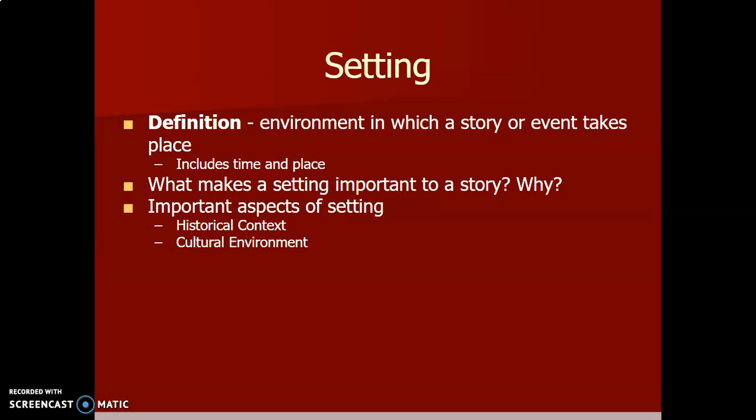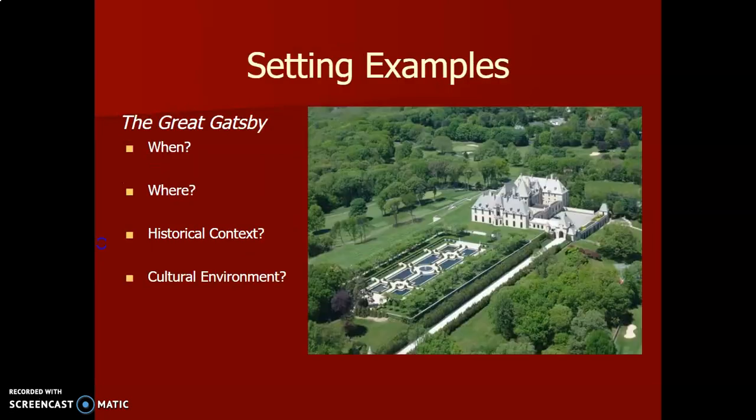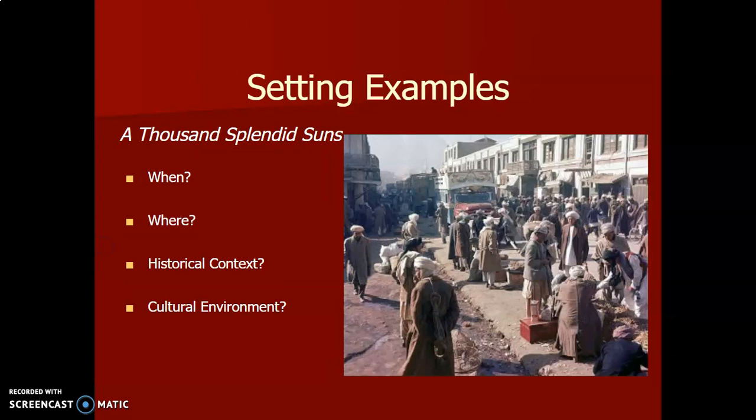As practice in your notes, I would like you to do this with 2 different novels that you've read throughout high school. I'm not including the 2 that we just did in summer reading because we have discussed all of this in depth. So I want you in your notes to write down the title, The Great Gatsby, and then in there I want you to put the when, the where, the historical context, and the cultural environment with relation to the story itself. Once you have finished with The Great Gatsby, I then want you to do the same thing for 1,000 Splendid Suns.